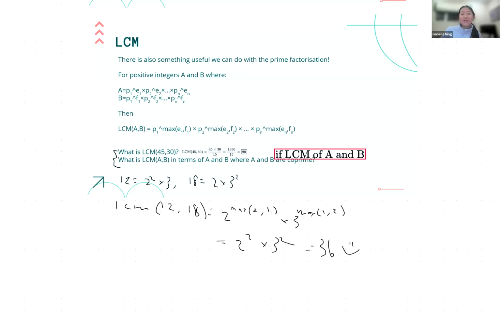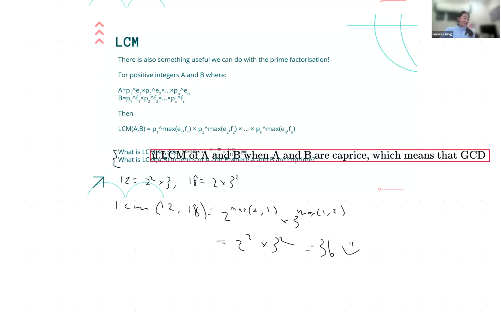I don't think we need to go over the lowest common multiple of 45 and 30, right? Everyone solved it correctly. And Kingsley did it a different way, but I think that way is also very efficient.